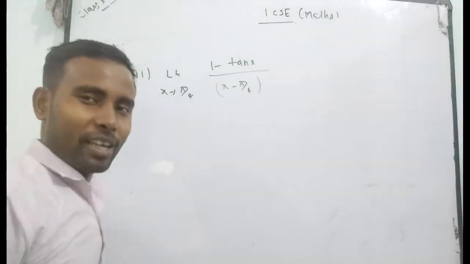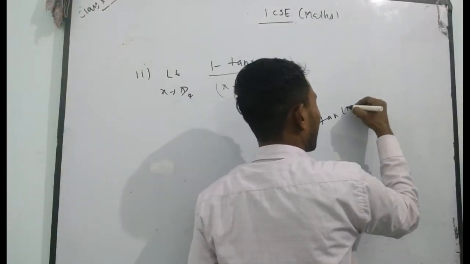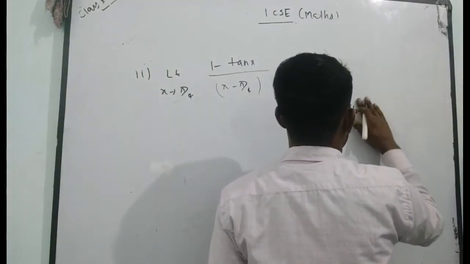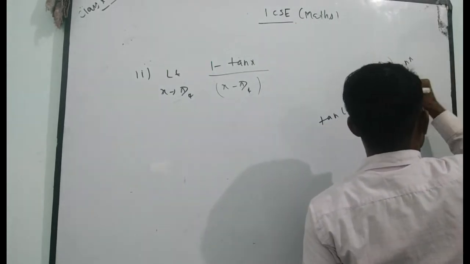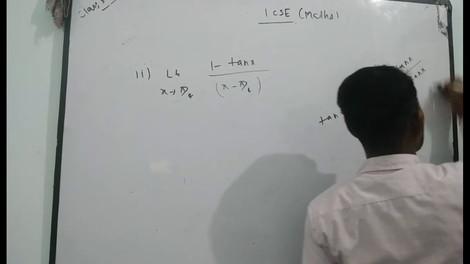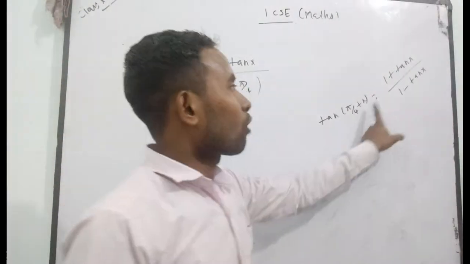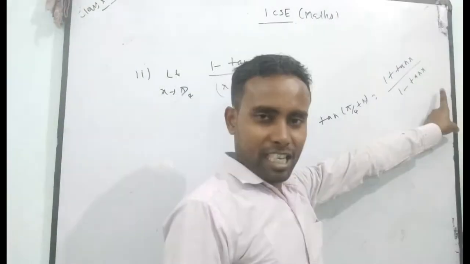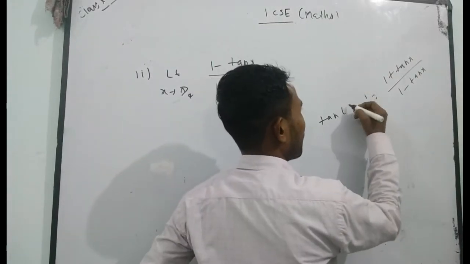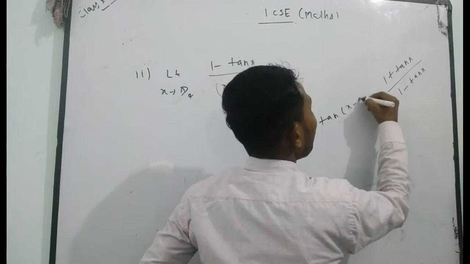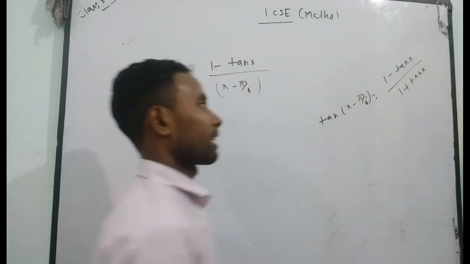I want to tell you again, you can solve this by a direct method. I have already told you the formula of tan(pi by 4 plus x), which is (1 plus tan x) divided by (1 minus tan x). This is nothing but tan(a plus b), which equals (tan a plus tan b) divided by (1 minus tan a into tan b), where a is equal to pi by 4. Here I write x minus pi by 4, so there will be 1 minus tan x and 1 plus tan x.